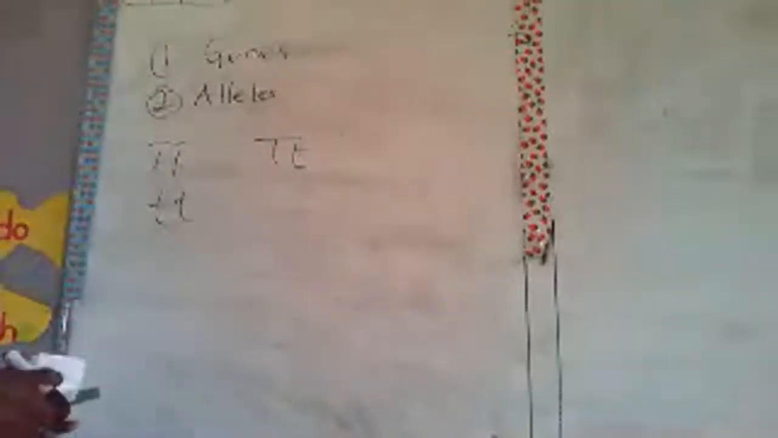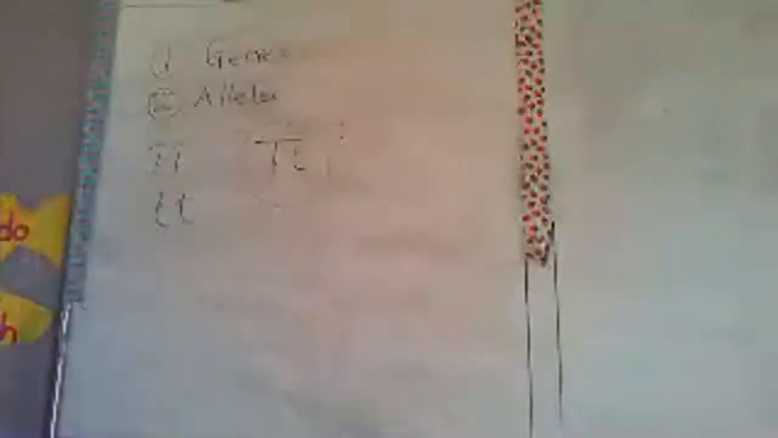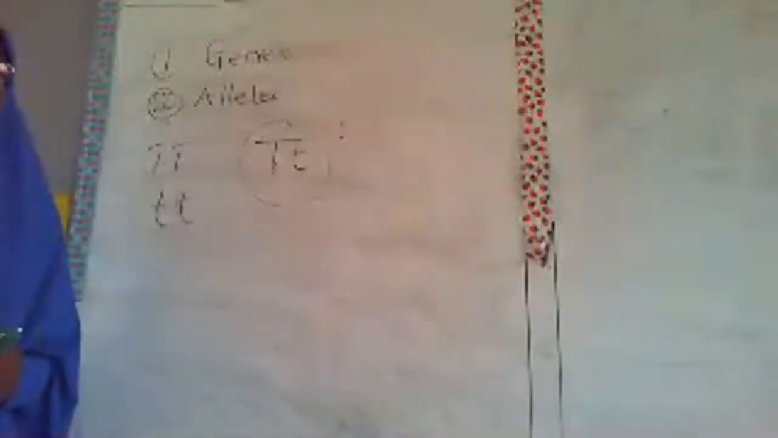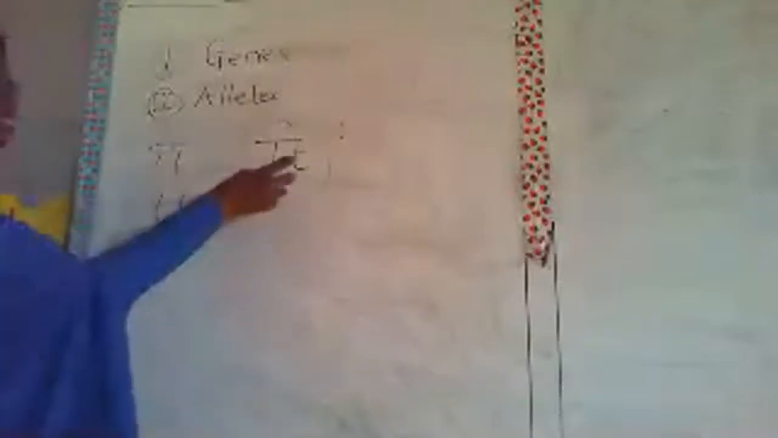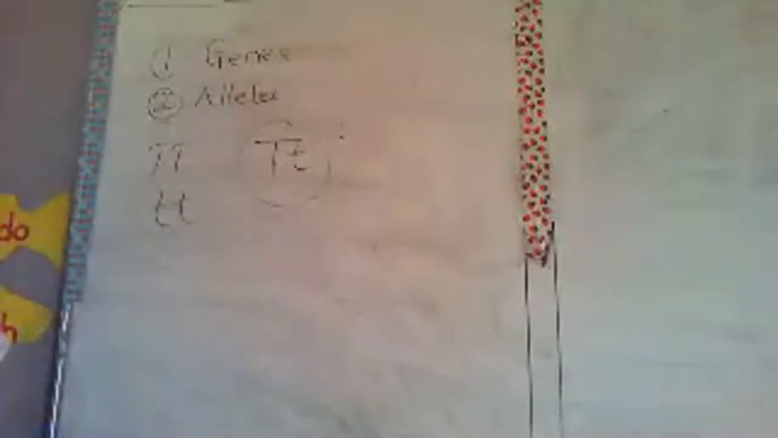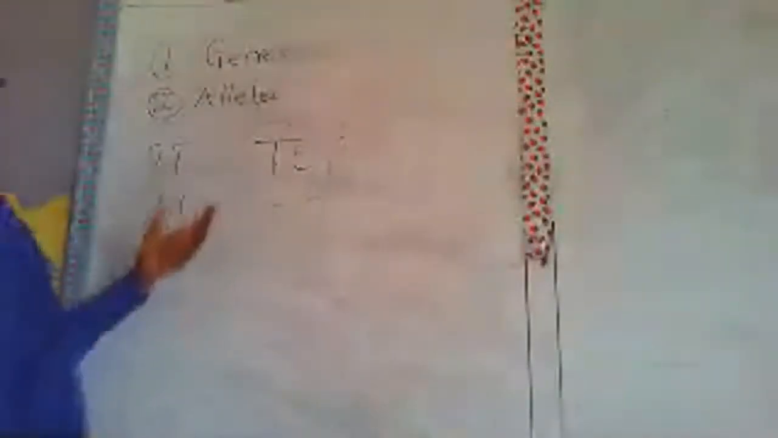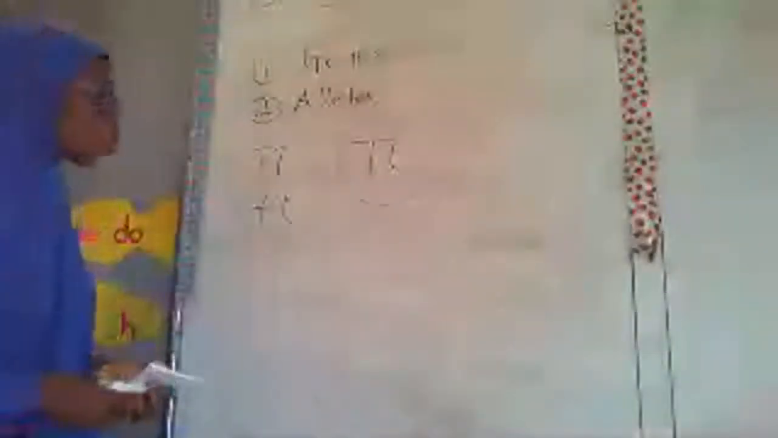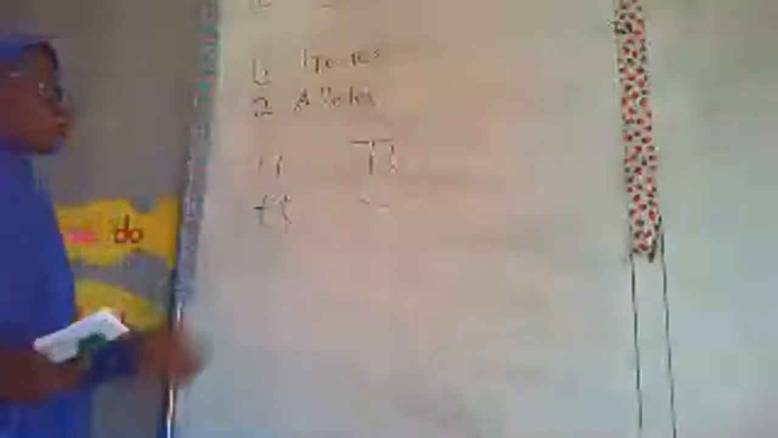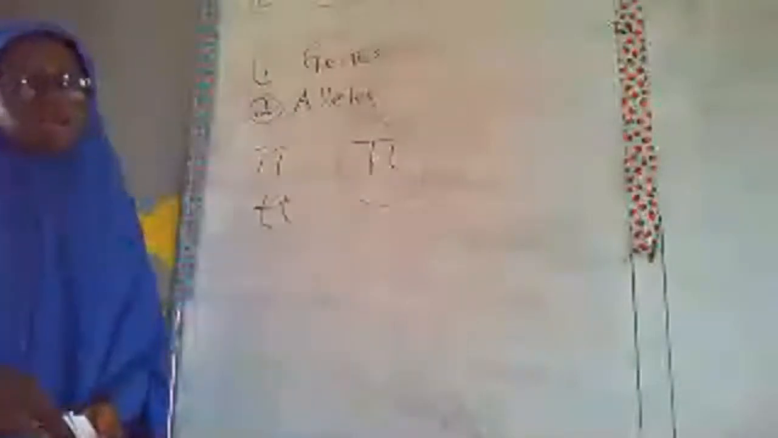Now, look at this for example. This is the allele for a what? A tall plant. But the tall and the short, they are inherited together. But the tall plant is the dominant what? Allele, because it manifests. It expresses itself more. So, the dominant allele controls the dominant character.